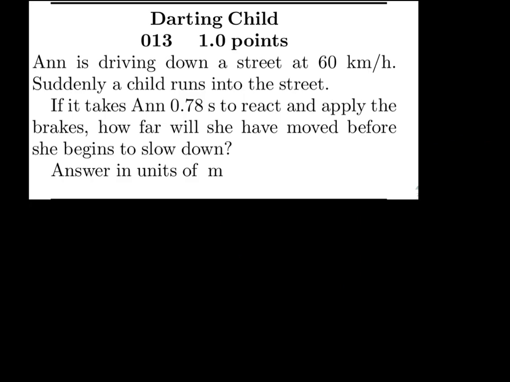So, we know Anne is still going at 60 kilometers per hour, so she's going at constant speed. So constant speed, or she's not speeding up, she's not slowing down, that's a big hint that we can use distance equals rate times time, which is going to make our life really easy.